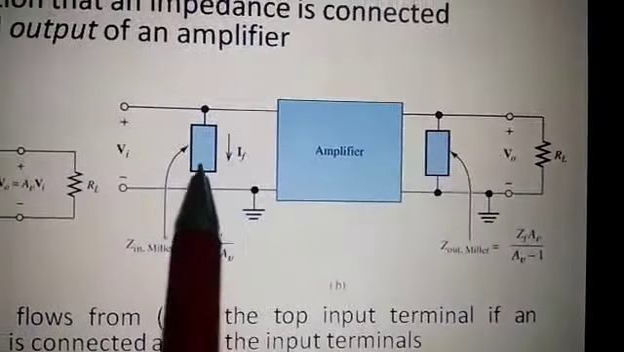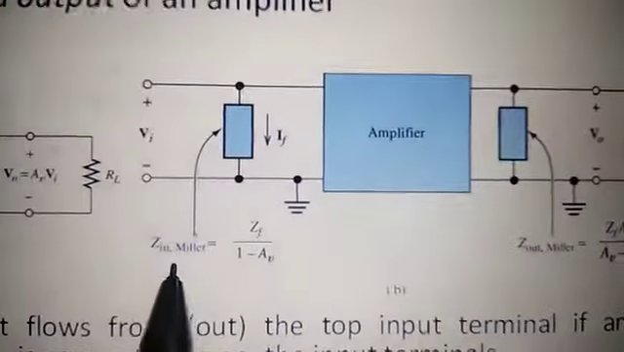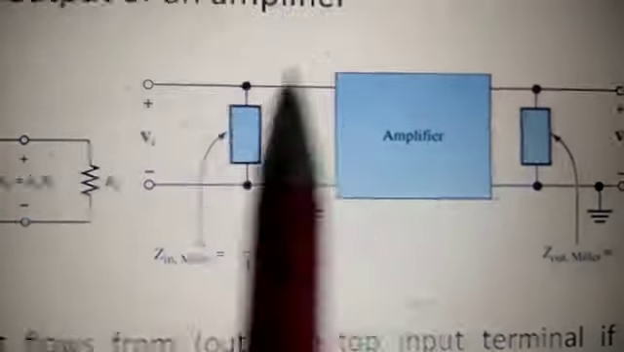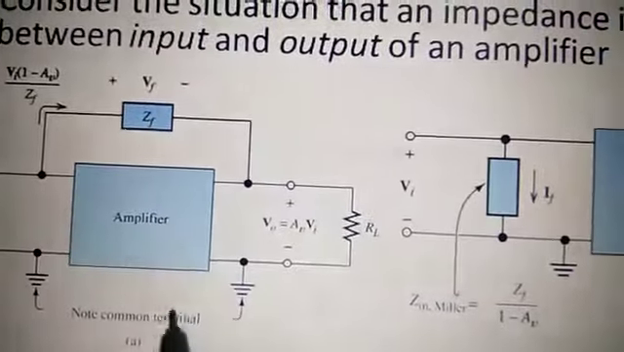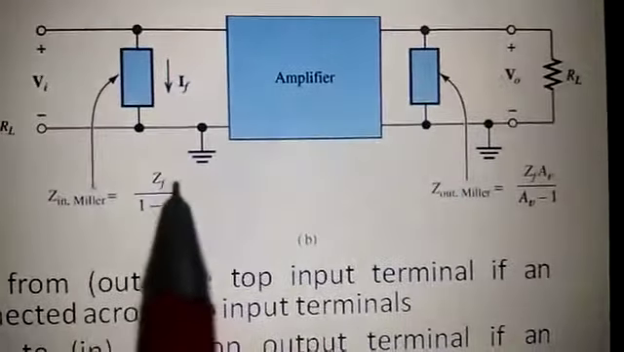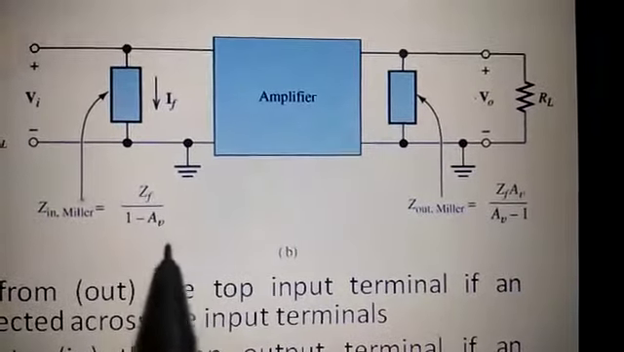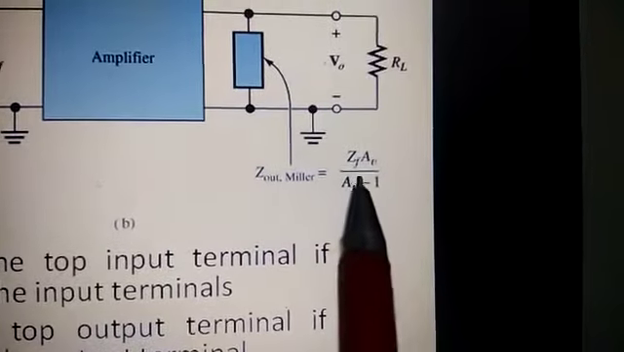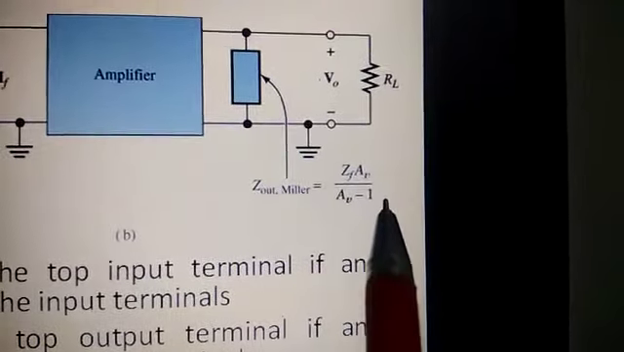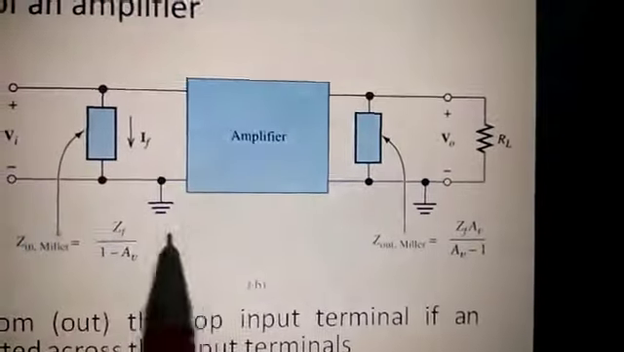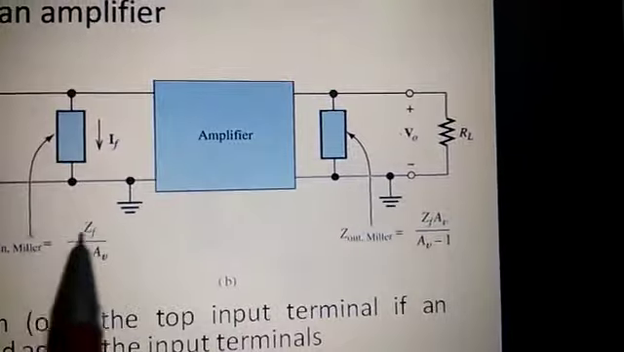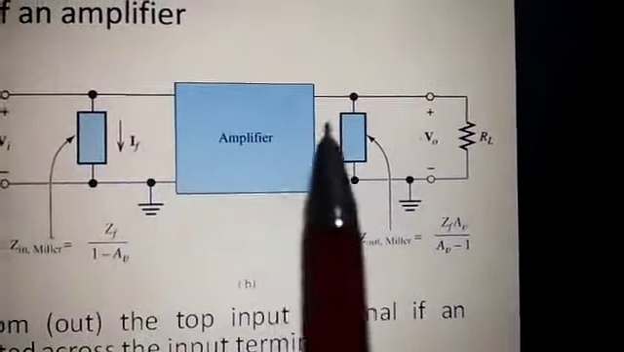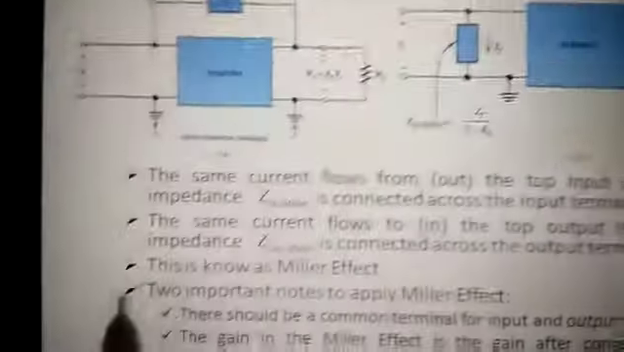So what is the value of this input impedance here? The Miller input impedance is given by ZF upon 1 minus AV. ZF is this impedance and AV is the voltage gain of the amplifier. So ZF upon 1 minus AV, and the output Miller impedance, Z out Miller, is equal to ZF into AV upon AV minus 1. So these two formulas can be used while removing the impedance from the feedback and putting its equivalent at the input side and the output side.